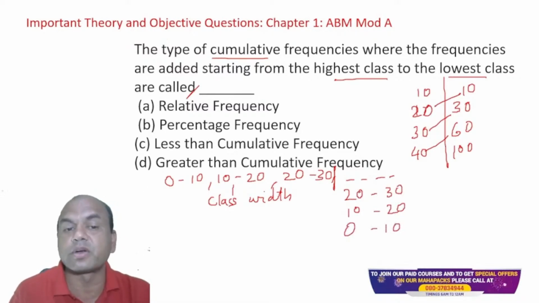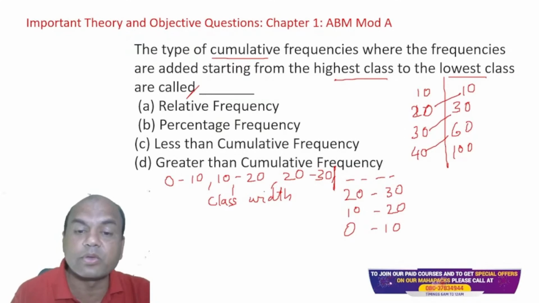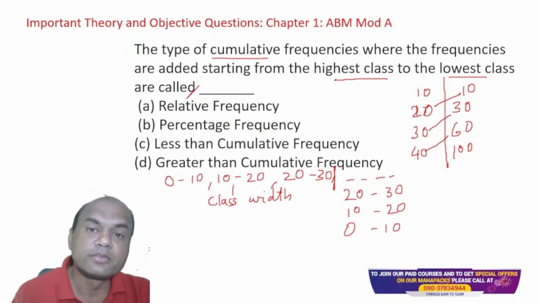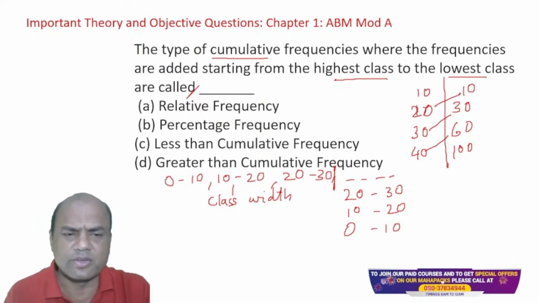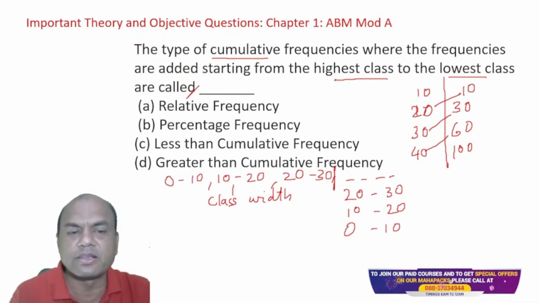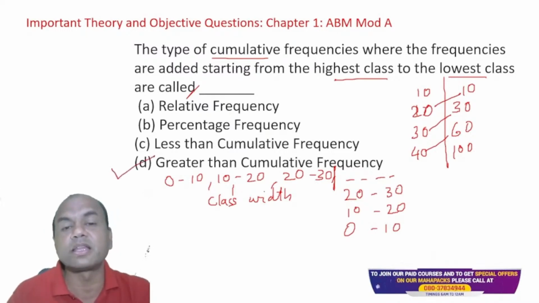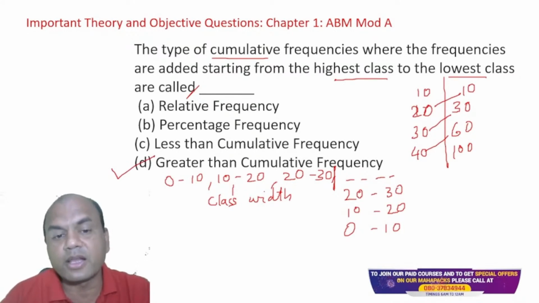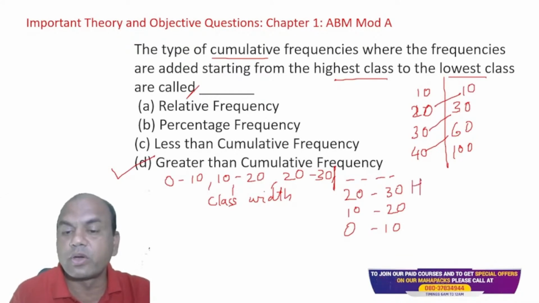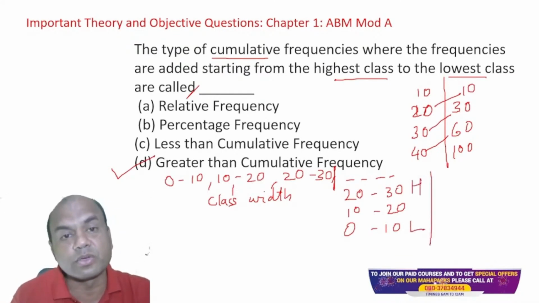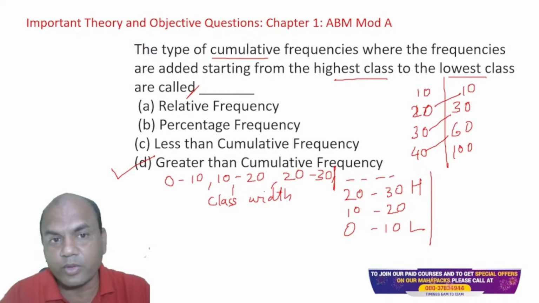So this is known as what? Relative frequency, percentage frequency, less than or greater than cumulative frequency. What is the answer? Everyone type in the comment section. Here logically I'll tell you, the answer is between C and D only, less than and greater than. So it is greater than cumulative frequency. Got it? Greater than means whenever I am starting from the highest and going to the lowest. If I am taking the reverse route, lowest to highest, then it is known as less than. Clear? Simple? Okay, move ahead.